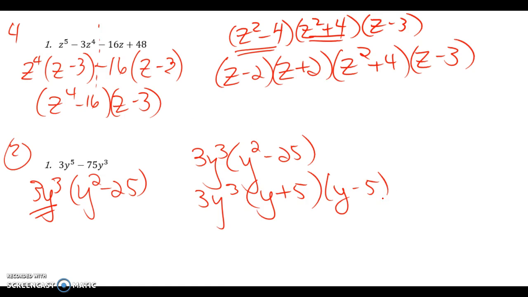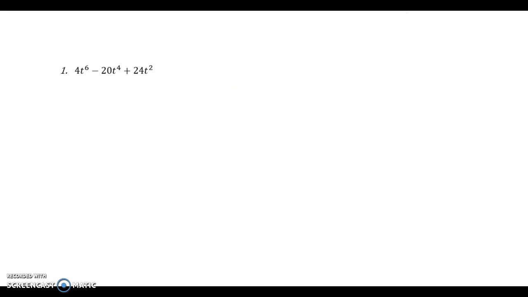All right? And then we have one more on this sheet. Looking for my common monomial terms. I'm going to pull out a 4t squared. All right, what's left? T to the fourth.